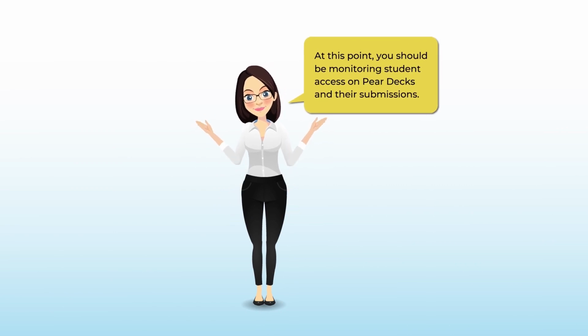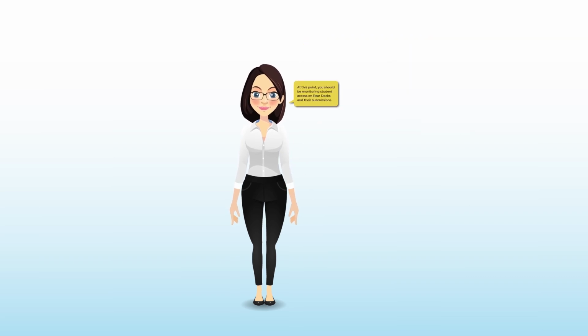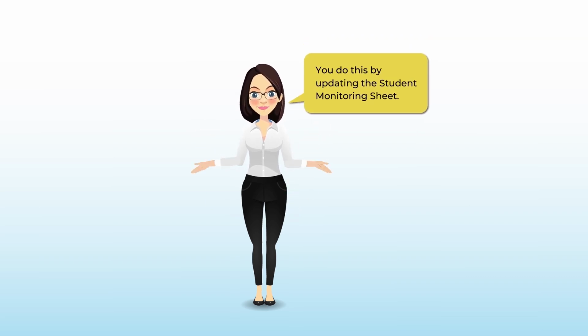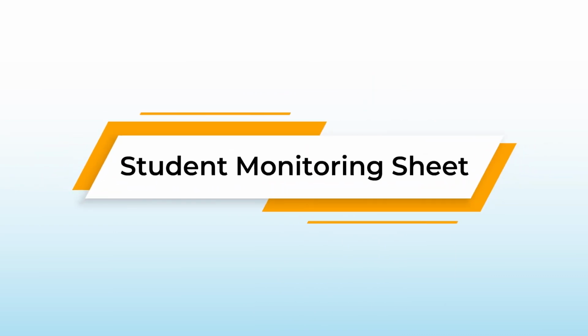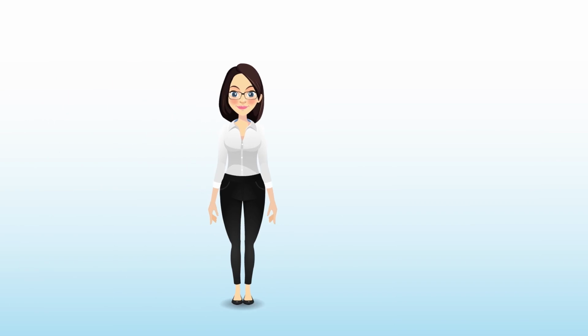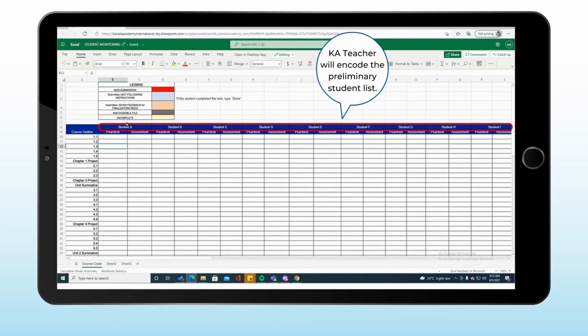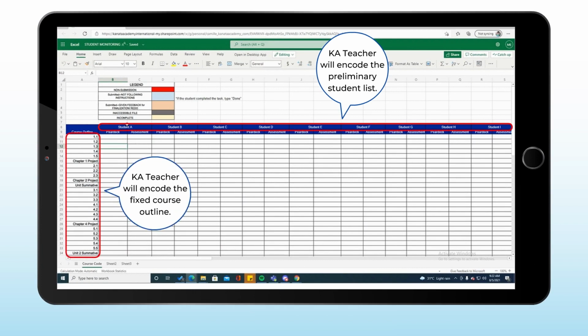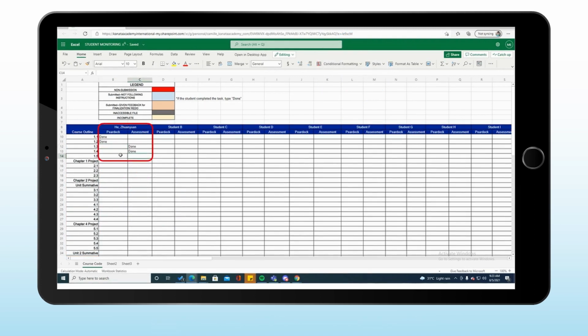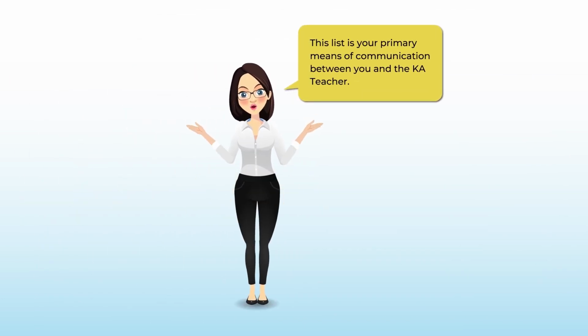At this point, you should be monitoring student access on peer decks and their submissions. You do this by updating the student monitoring sheet. To review, as a teacher facilitator, you will receive a student monitoring sheet shared between you and the Canada Academy teacher. The Canada Academy teacher will encode the preliminary student list and the fixed course outline. Each course will have its student monitoring sheet. Once shared, your task is to update it daily to ensure that the students are progressing. This list is your primary means of communication between you and the Canada Academy teacher.